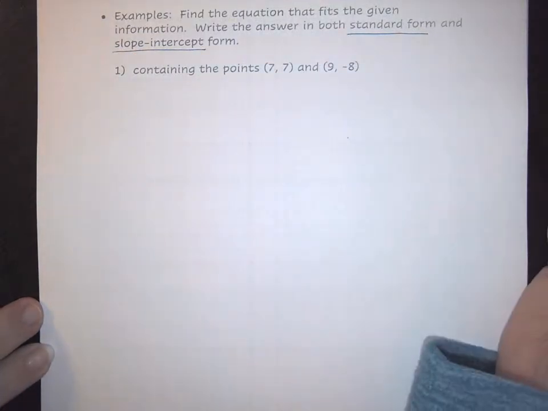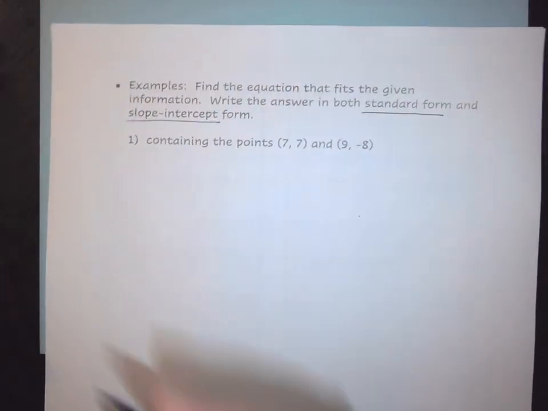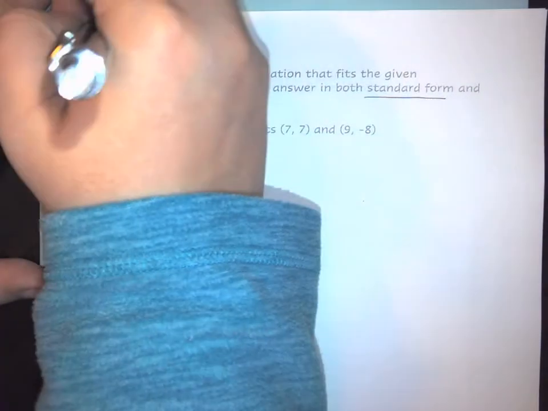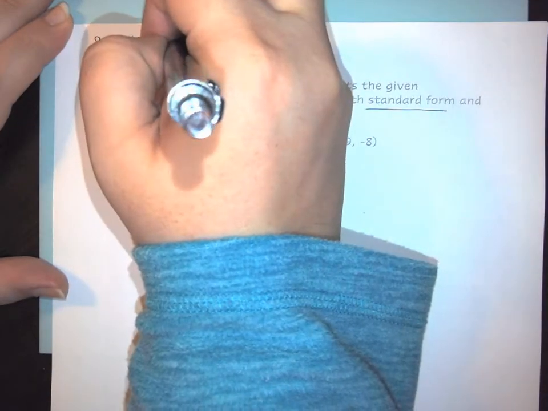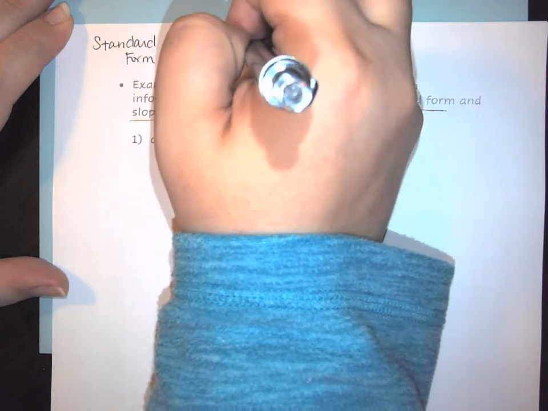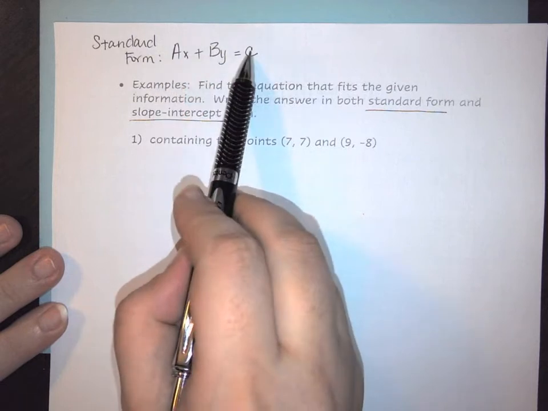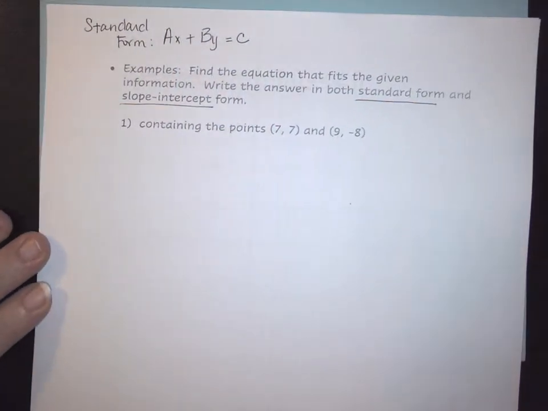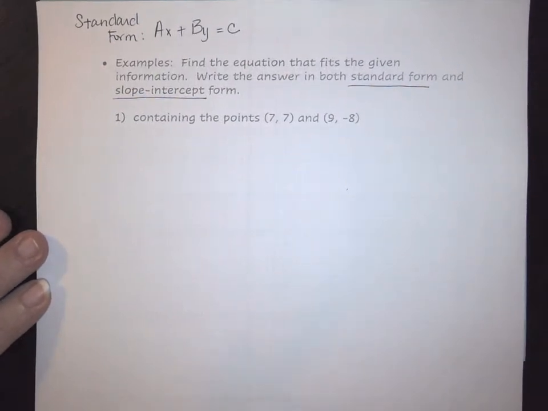So the first thing we need to remember is what is standard form. So when we think about standard form, we need to remember that this is the form ax plus by equals c, where a has to be positive and a, b, and c represent whole numbered coefficients. And then of course we have slope-intercept form, which is the standard y equals mx plus b.